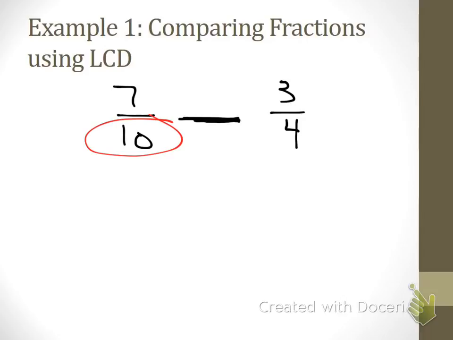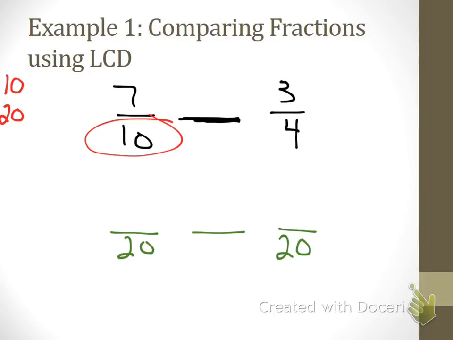So what I do is I start with the larger of the two denominators and I list my multiples. I can do this either with mental math or off on the side of my paper. Does 4 go into 10? No, so now I'm going to go to my next multiple, which is 20. Does 4 go into 20? Yes, 4 does go into 20. So I know that 20 is my LCD. So I'm going to go ahead and make it my denominator in both fractions.